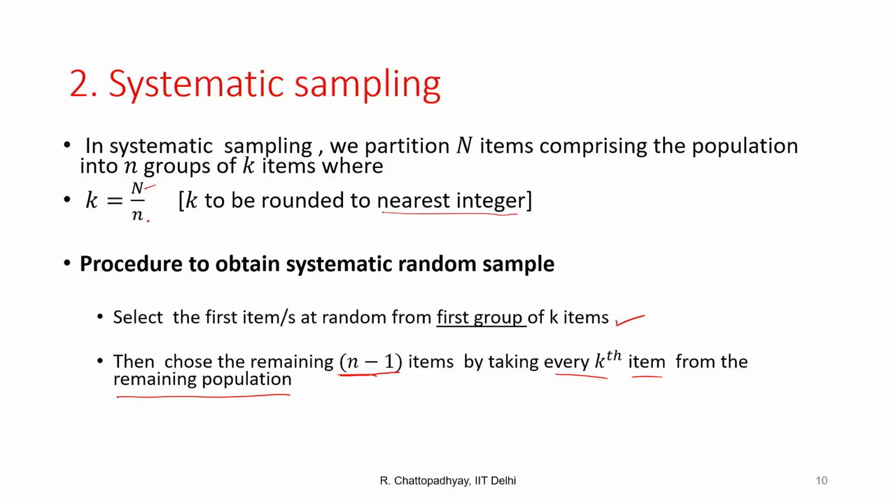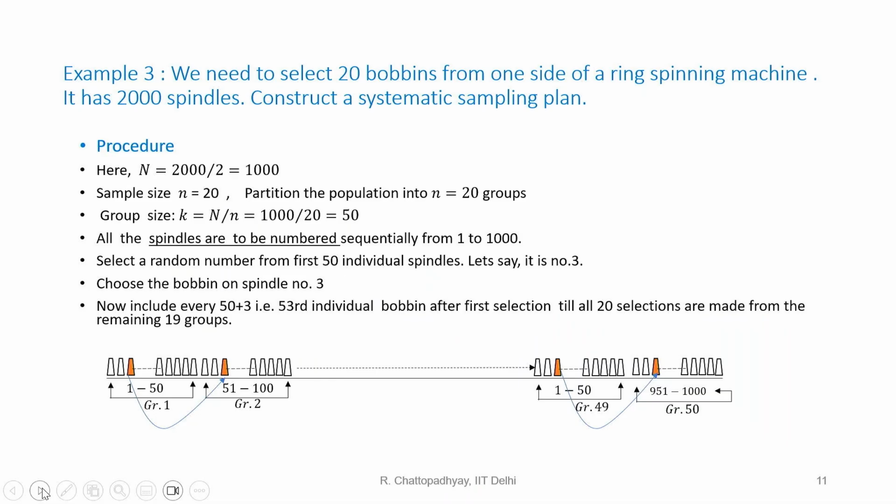So once the first item is chosen, we are left with n minus 1 items, and we have to choose those from all the groups. So what will we do? We'll do it by taking every kth item from the remaining population. How do I do it? Now this is what we are going to discuss with an example. Let us look at this example.